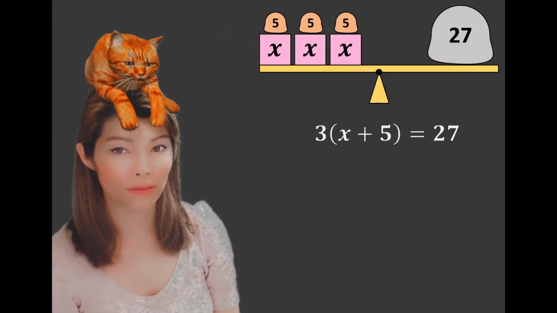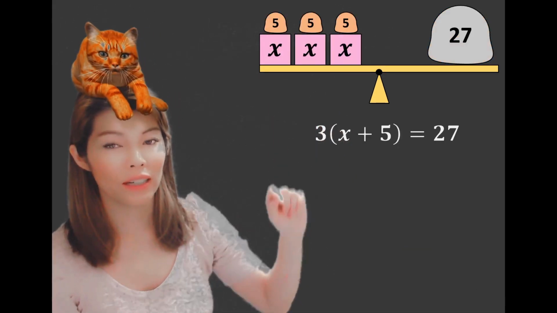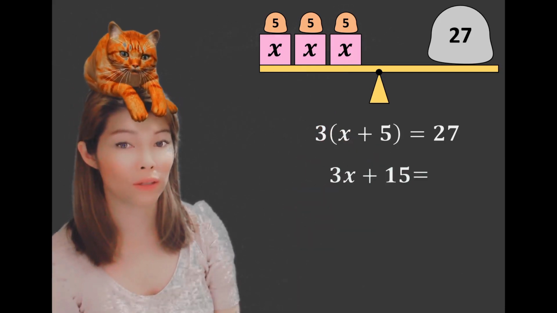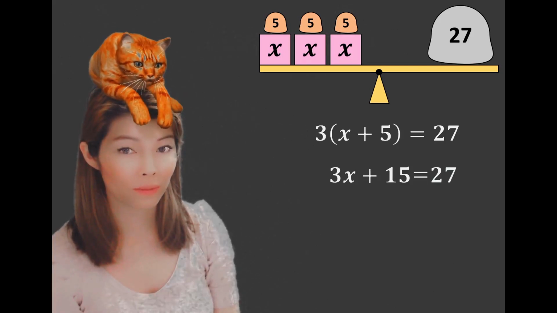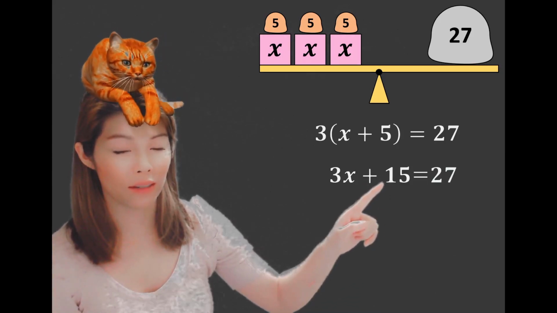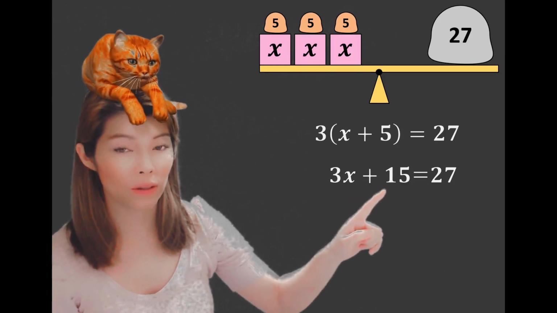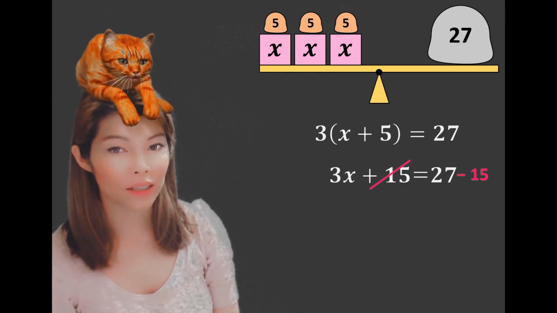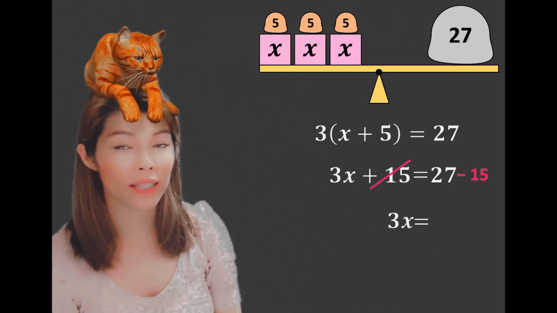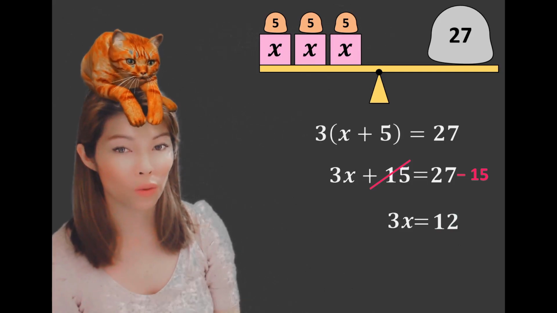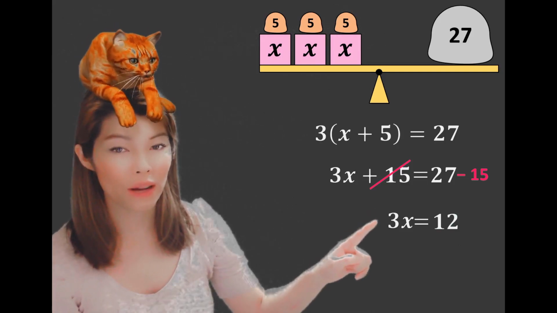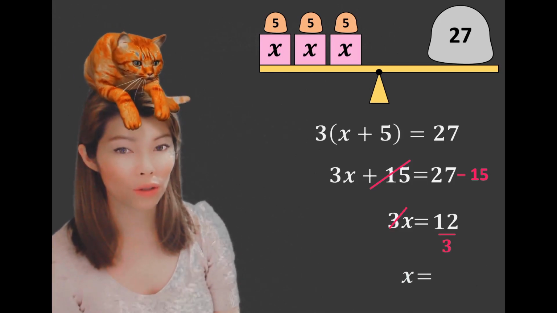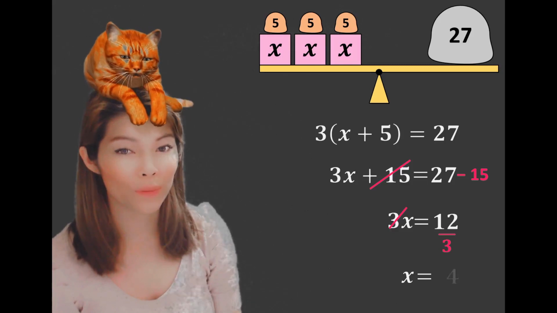One more example, we have x plus 5 and we have 3 of those. So we can write it as 3 times x plus 5 and we can expand. So we have 3x plus 15 equals 27. Now we need to get rid of this 15. What's the opposite of plus 15? It's minus 15. So now we have 3x equals 27 minus 15 is 12. And how do we get rid of the 3? Dividing by 3. So now we have x equals 12 divided by 3 is 4.